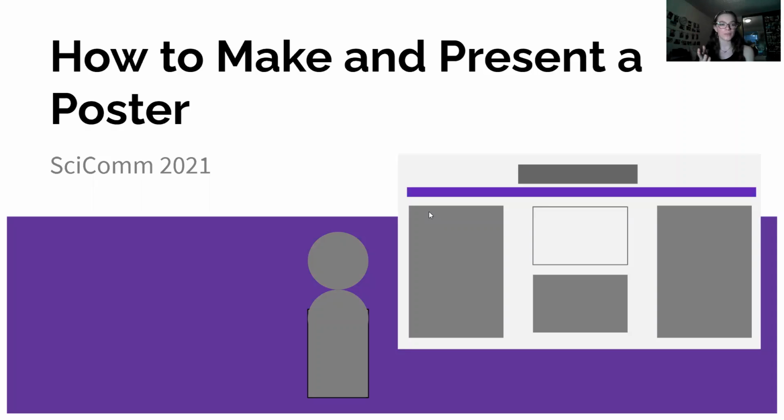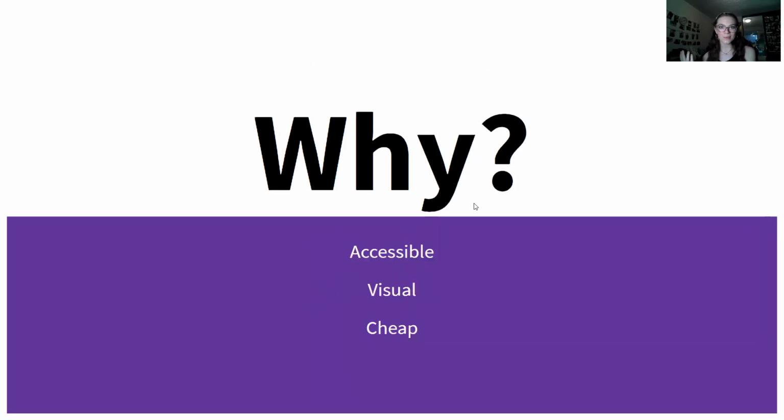And I wanted to share with you a few tips on how to make and present a poster effectively. With a lot of different poster sessions on the horizon, with summer opportunities coming up, it's always good to brush up on your skills on how to make a poster because they're so prevalent in science. So why are they so prevalent?